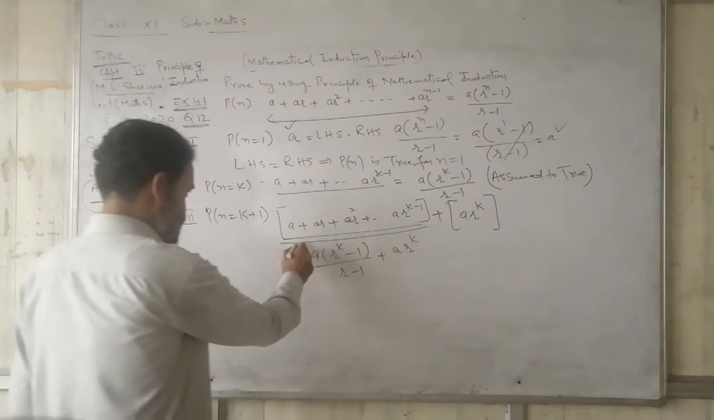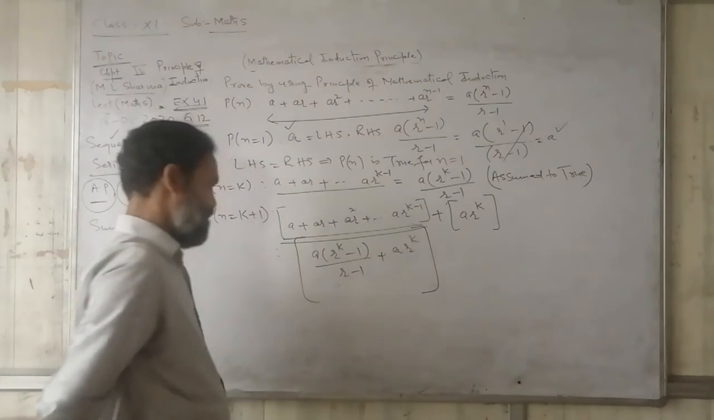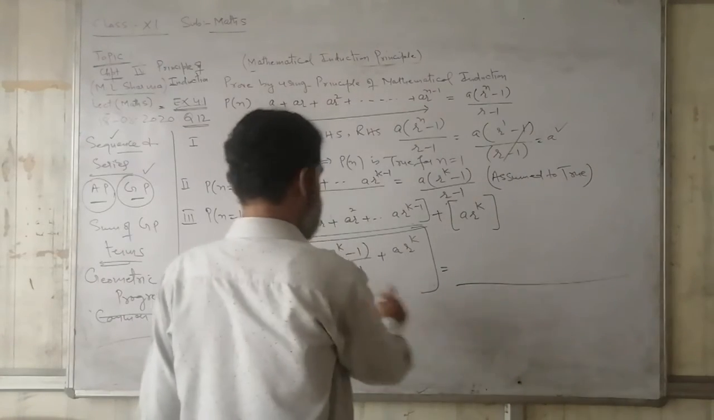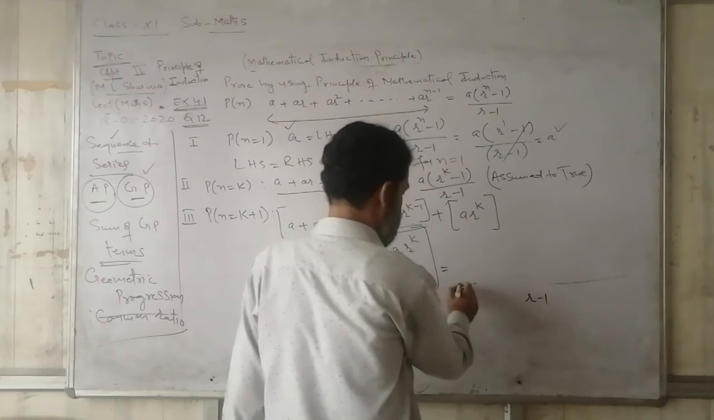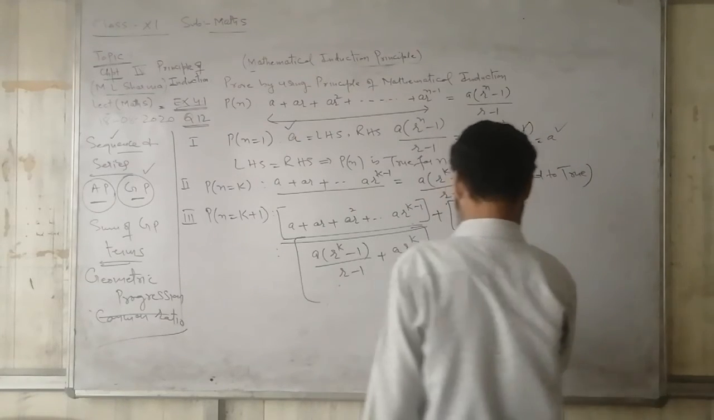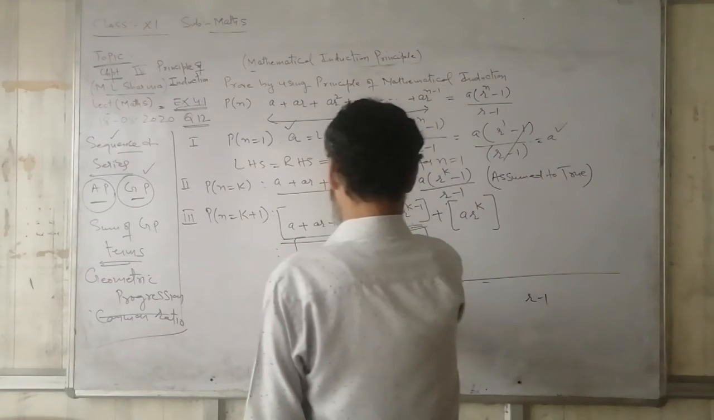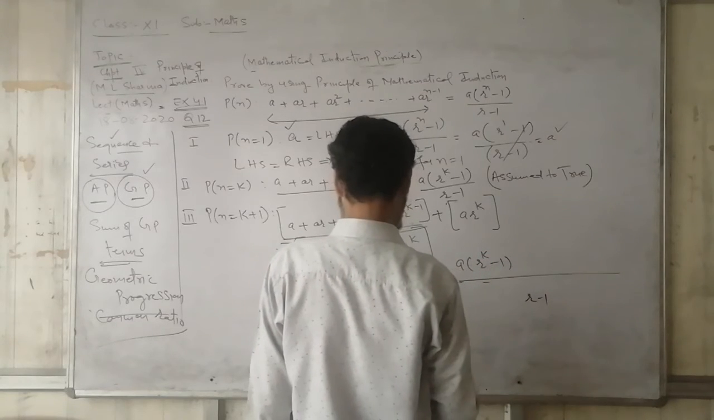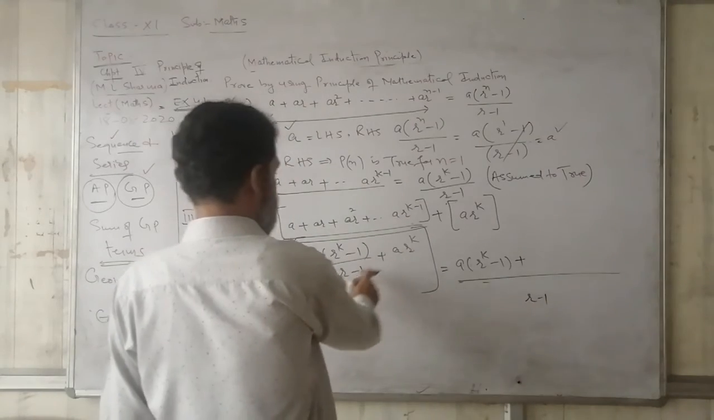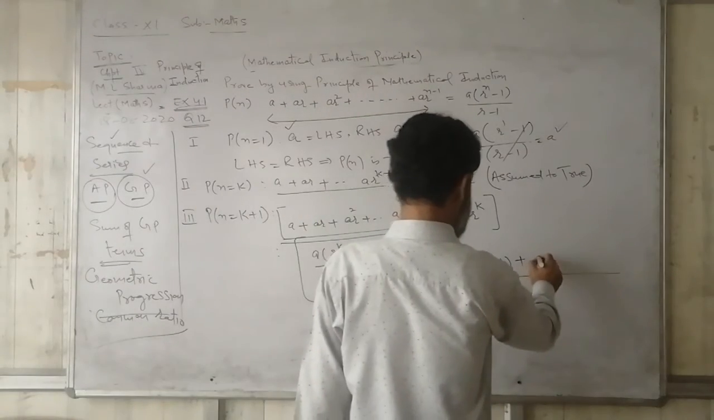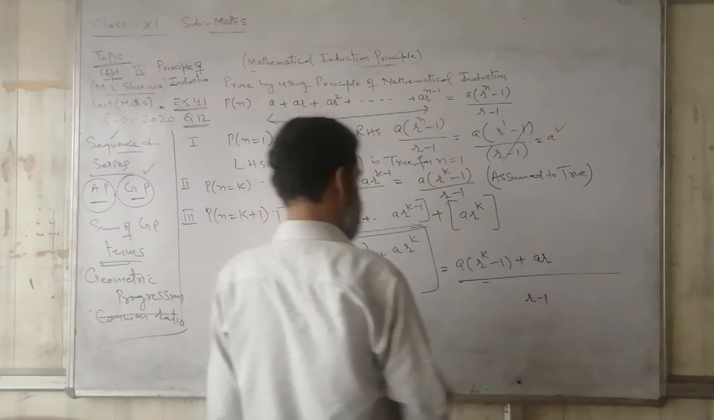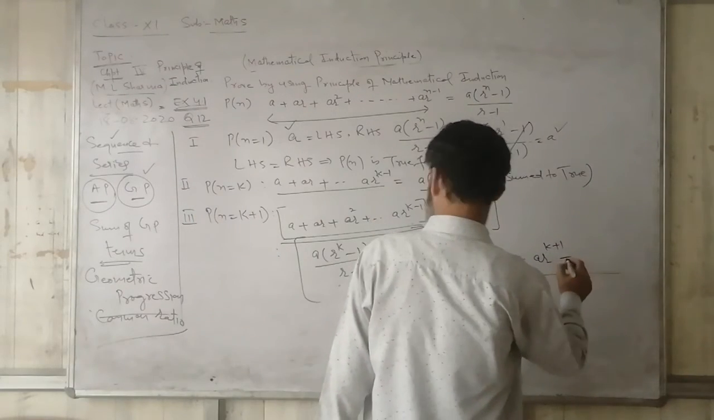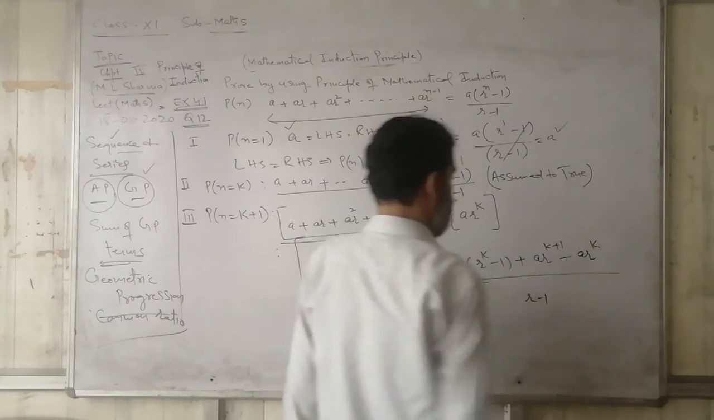Now I have to simplify these terms. So if I simplify, this will equal to LCM will be r minus 1, so here a r raised to power k minus 1 plus, if I multiply this, it will be a r raised to power k plus 1, and I multiply this by r, and minus a r power k.